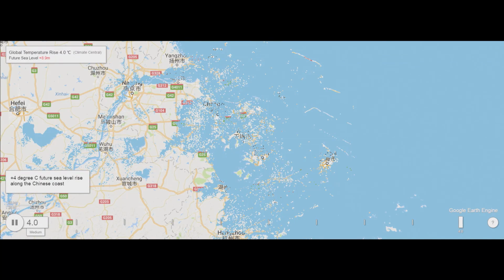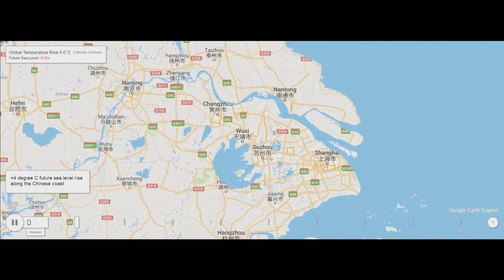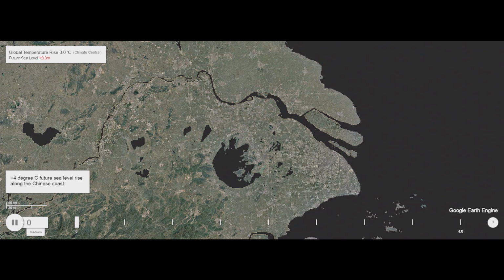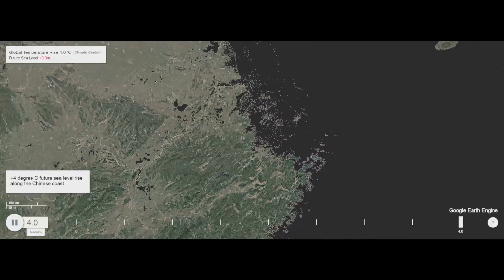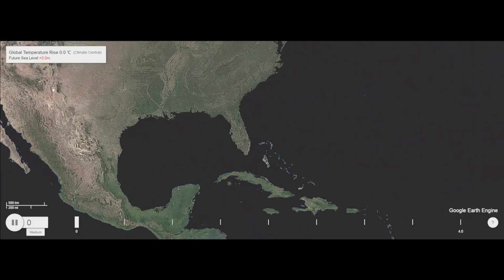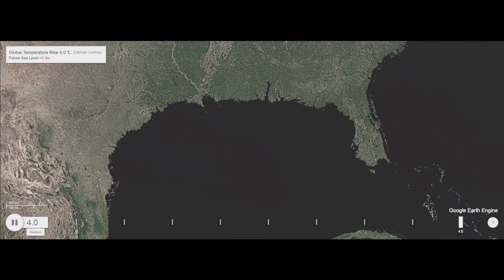First, let's look at the coast of China. 4 degrees, just to remind us, is the business as usual path we're following today. If we do nothing, on average, according to the IPCC, we are projected to reach 4 degrees by the end of this century. So moving over to the U.S.